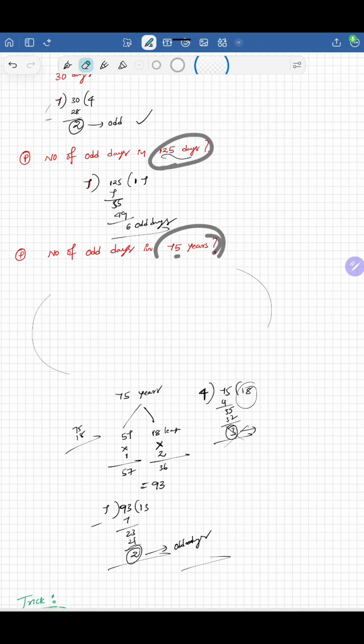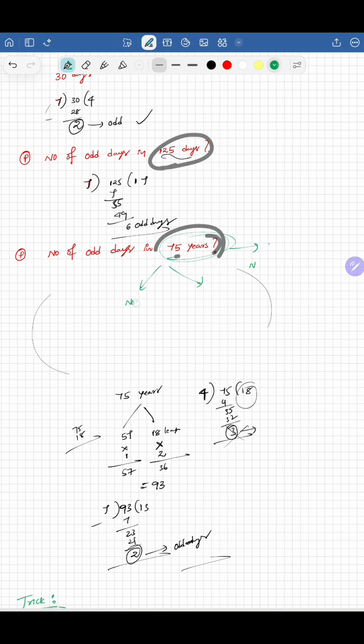Here I want to explain a very important topic, that is the leap year and non-leap year concept, and how to find out the leap years and non-leap years. If they have given 75 years, you need to find out how many odd days are there in 75 years. You know how to find odd days in days, but now they have given 75 years to convert into days. It's so many days. How can you find out? It's a bit difficult. So how to solve this question? First you have to find how many leap years and how many non-leap years there are, and segregate them.